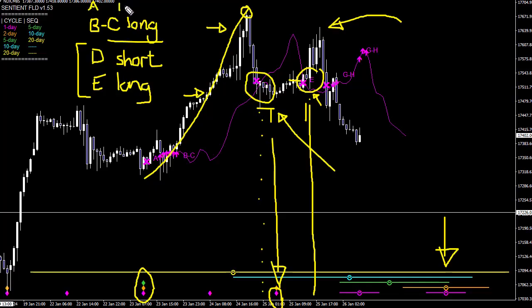Your A category long trade is likely to be your most profitable trade. Your B and C category long trade can also be a very profitable trade, but of course you need to wait for signs of support developing.